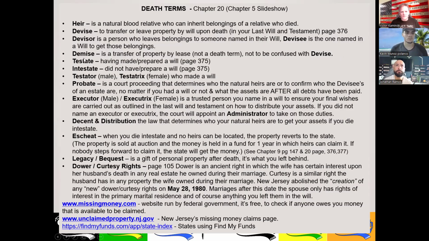Okay, they sound very similar, and there's only one letter difference in them, really. Demise, devise. The one that sounds like death is not, right? It's the opposite of the way it sounds. Don't shoot the messenger. I didn't create these words. It sounds like demise is the one where you finally met your demise, right? But it's not. Demise is a transfer of property by lease, and devise is a transfer of property by death. I don't know. I don't get it. Just study it. And testate means that you prepared a will. Intestate means you did not.